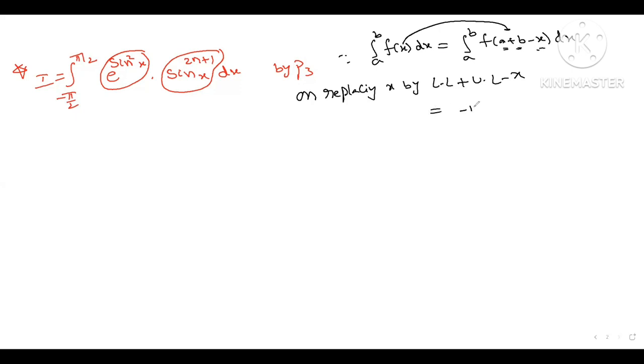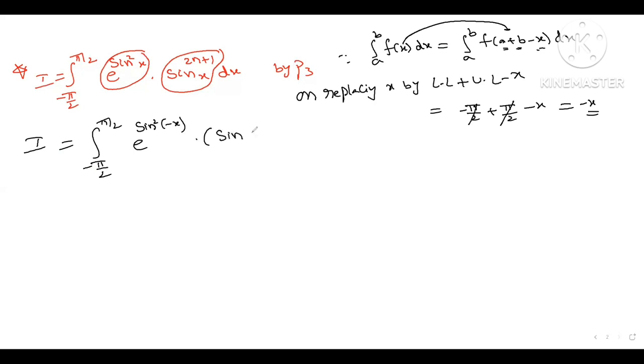What is the lower limit here? Minus pi by 2. What is the upper limit? Pi by 2. Minus x, it is going to be minus x. Here in the place of x, we should write minus x: e to the power sin square minus x into sin minus x to the power 2n plus 1 dx.